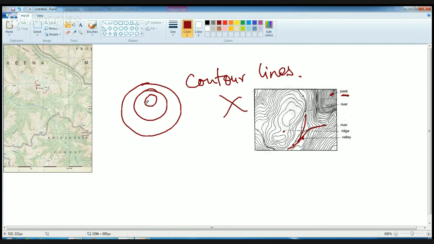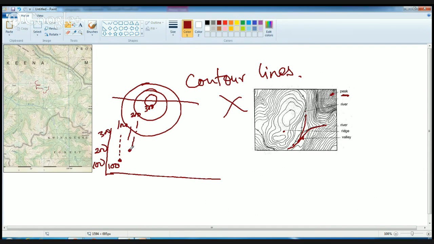For example, this contour is 300, this contour is 200, and this contour is 100. If I draw a cross section of this contour on land, this will fall at a point 100. This will fall. So this is 100, this is 200, and this is 300. So this point will fall here, this point will fall here, and this point will fall here.